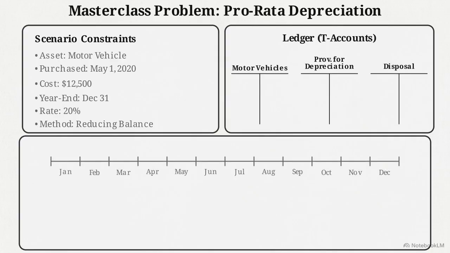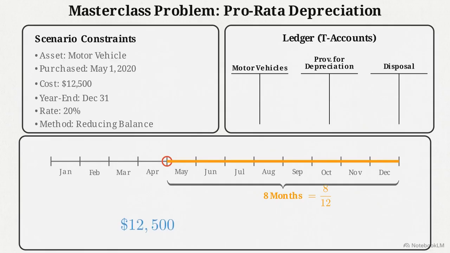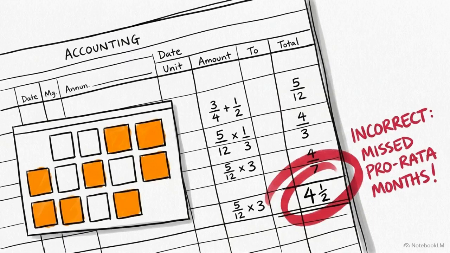The first hurdle is the purchase date. Since the vehicle was bought on May 1st, the business only owned it for 8 months before hitting the December 31st year end. To find the year one depreciation, we take the original $12,500, multiply it by the 20% rate, and then multiply by that 8/12ths fraction. That gives us a first-year depreciation charge of $1,667.